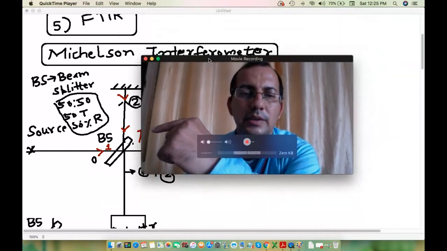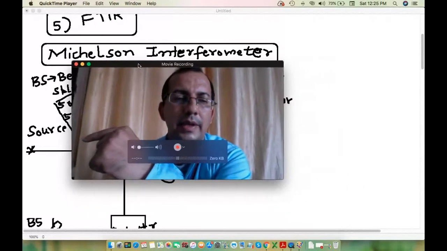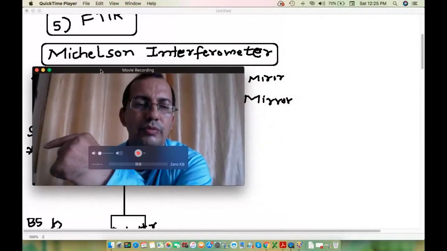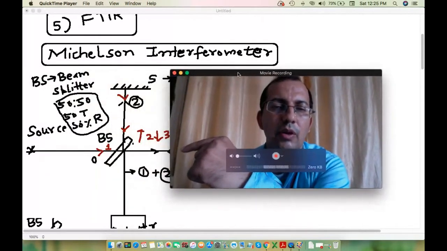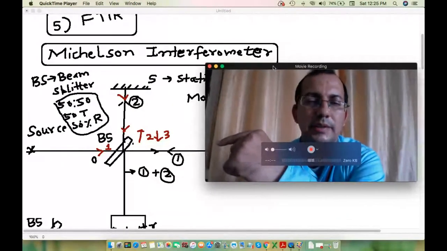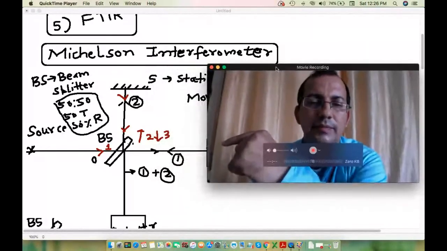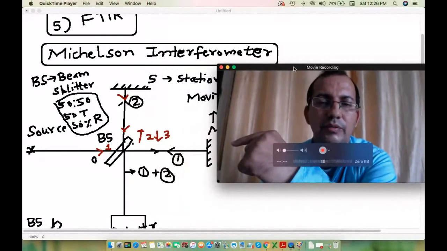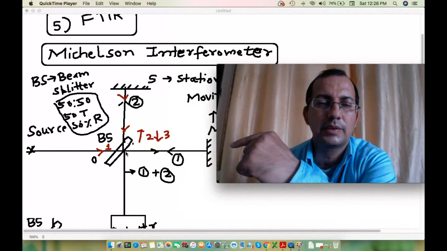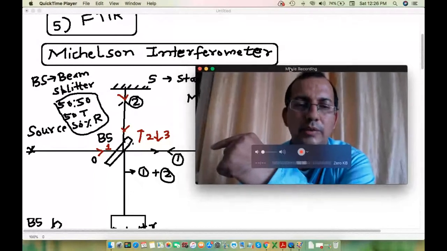And this is the beam splitter which we are coming across. This is the beam splitter, and here you have the source which we are talking about. So all the information there is summarized in this case. What we are trying to do is discuss the rays of light which are reflected from this point and this point.